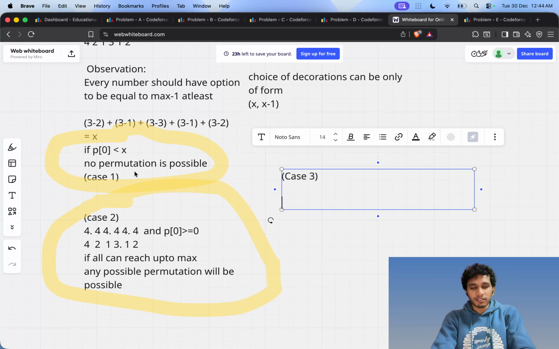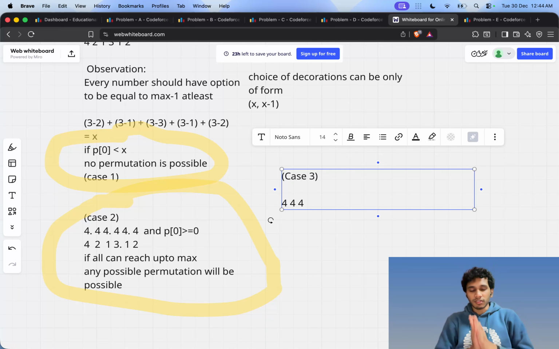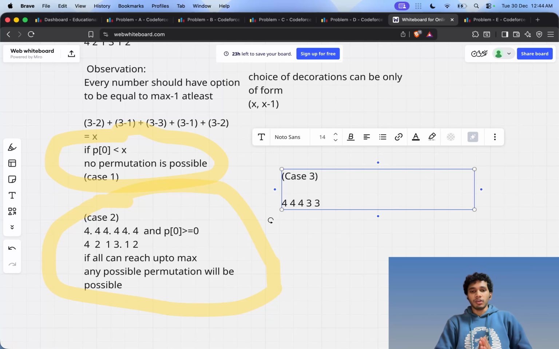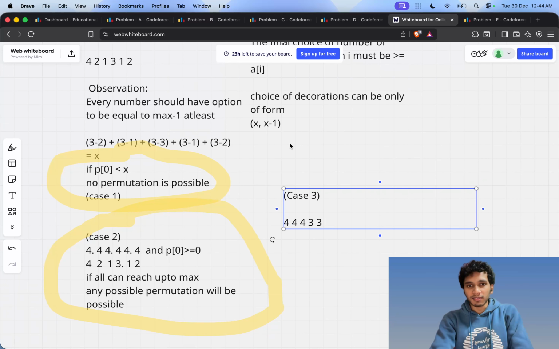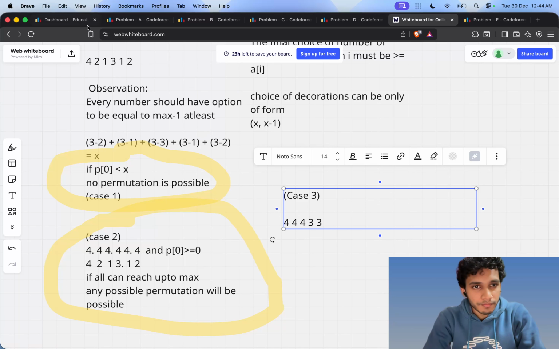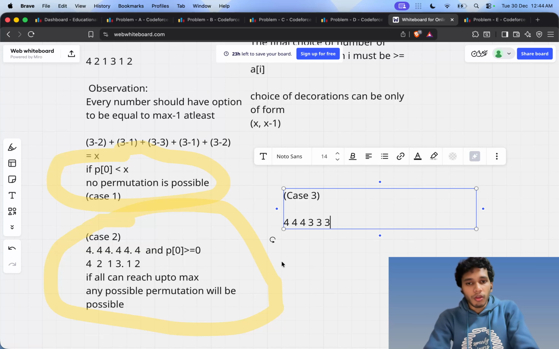We have analyzed the case where some cannot reach up till 3, and we have analyzed the case where all can reach up till 4. So the leftover case: some of them can reach 4, and some cannot reach 4, so they can reach 3. This is a possible permutation, because x and x minus 1 is a very much possible case. We have a total of 6 elements, so we are sure that the final choice of decorations will look like this.